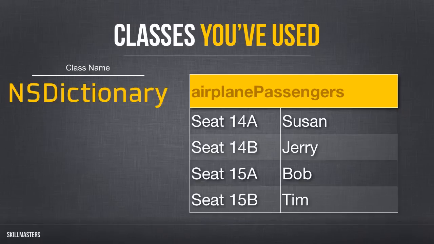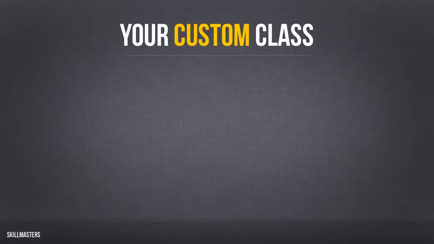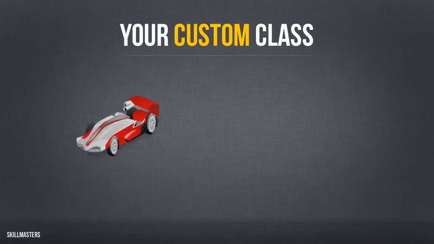Now we're going to take the next step, and instead of using the pre-built classes like NSString or NSArray or NSDictionary, you're going to create your own custom class. Imagine you're going to create an exciting new combat race car game. For this cool game, you'd need to create combat race car objects. In the following lessons, I'll show you how to do this in Objective-C.